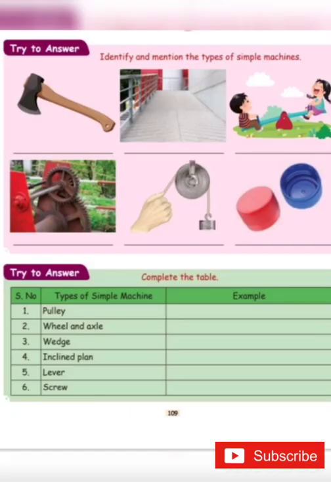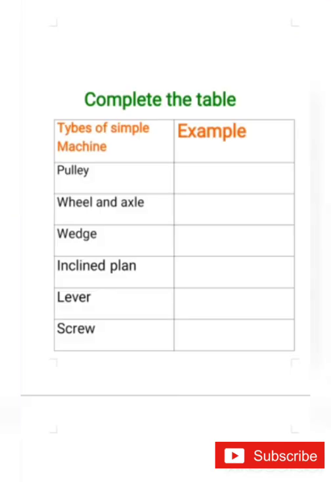See children, try to answer this. Identify and mention the types of simple machine. And then complete the table also. For example, types of simple machine, for example, pulley. Give 1 or 2 examples. Wheel and axle, wedge, inclined plane, lever, screw.